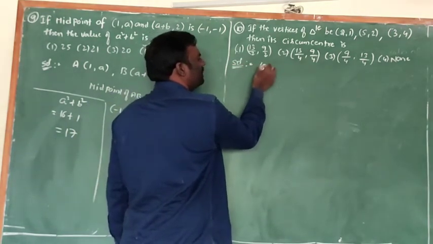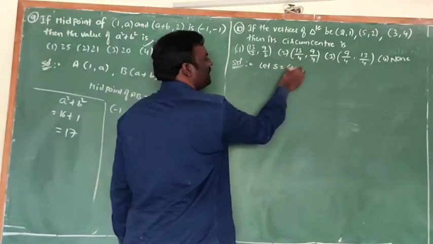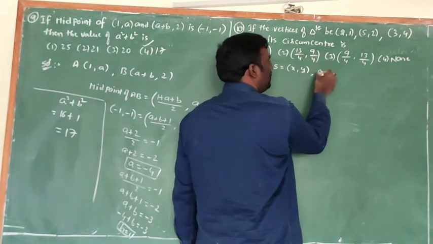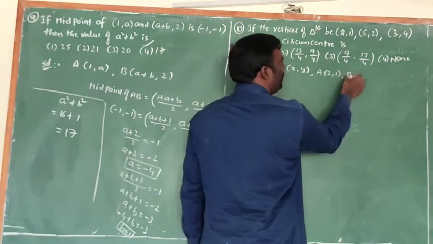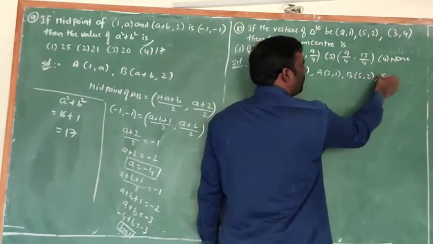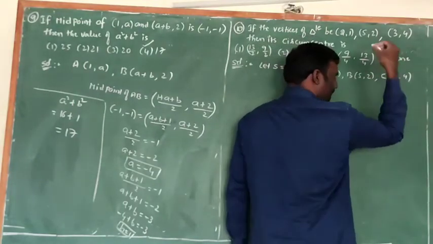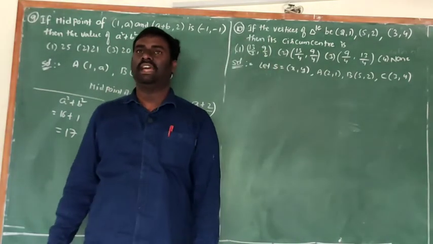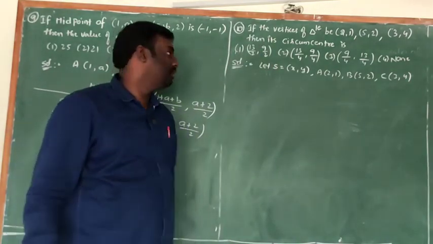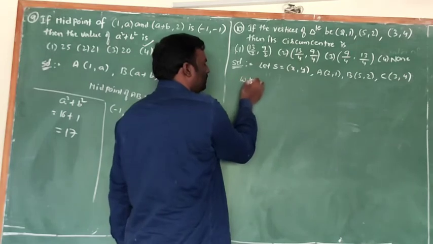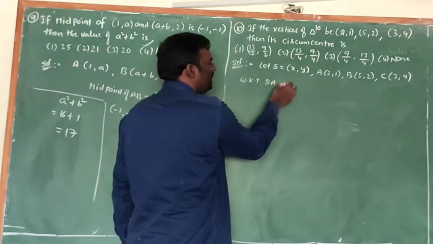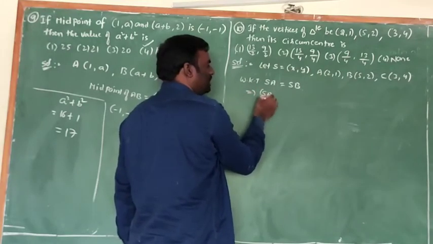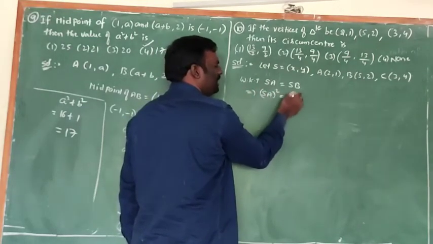We don't know circumcenter, that's why I am taking circumcenter is some x, y. First point is A, next point is B, next point is C. In circumcenter, I told the distance from S to A and B and C are same. We know that SA is equal to SB. That implies squaring on both sides, SA square is equal to SB square.